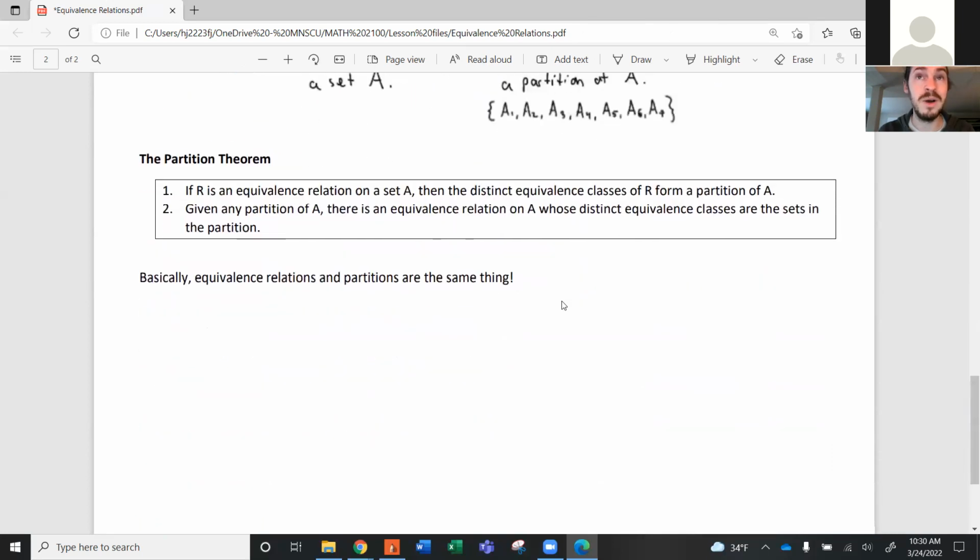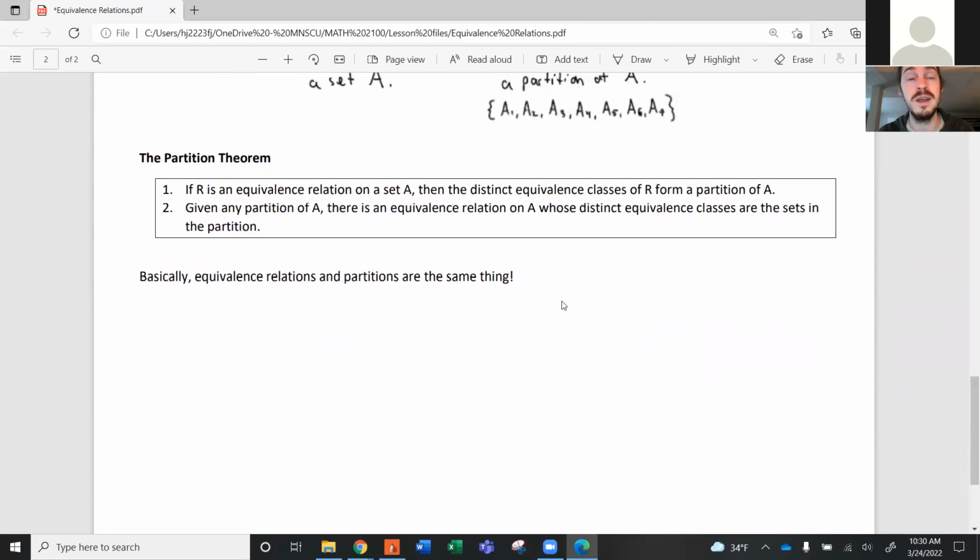All right, so we've got partitions. Now the culminating theorem of this section 9.5 is the partition theorem. It says that the idea of an equivalence relation on a set and the idea of a partition of a set are actually the exact same thing. They're completely equivalent ideas, and you can translate back and forth between them. The key that connects those two ideas is the equivalence classes.